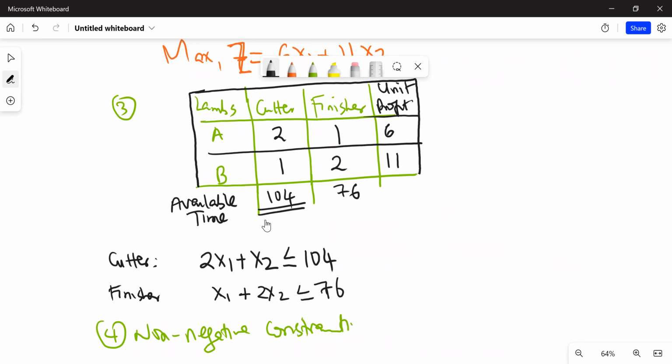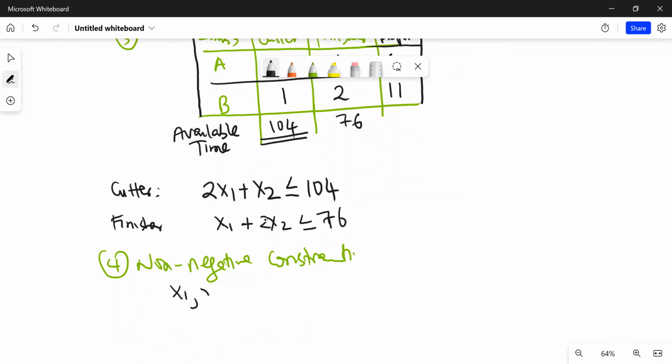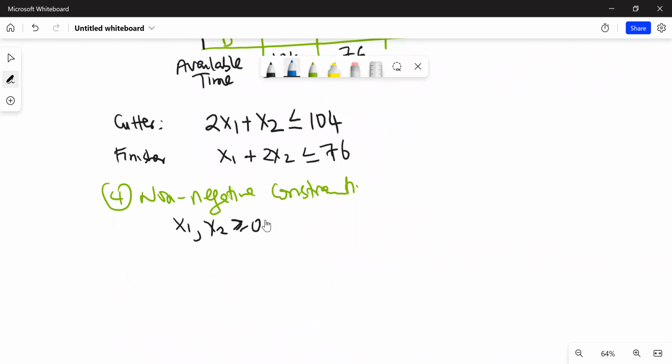This just means the decision variables are non-negative. So x1 and x2 are greater or equal to 0. Okay. So in summary, this is the model that we are coming up with.